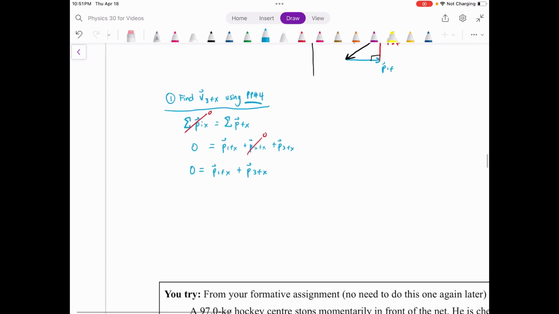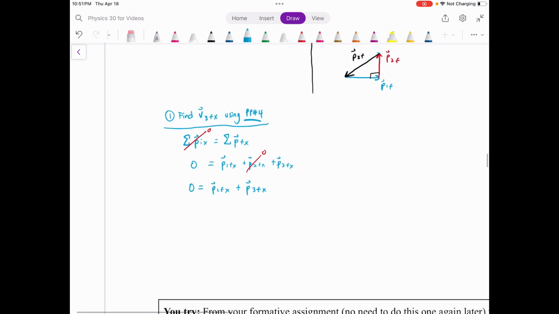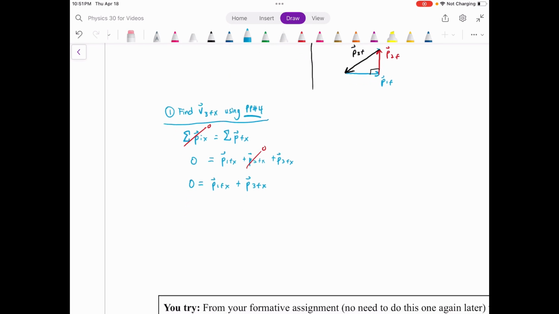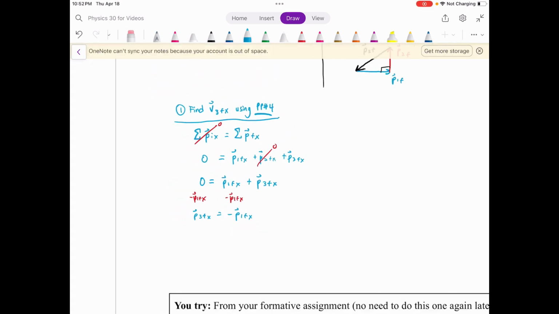So here's our situation, right? Let's now find the momentum. Since we're looking for velocity 3 final, let's isolate momentum 3 final. So I'll subtract momentum 1 final's x component from both sides, and we get this equation here. Once again, look at the physics speaking to us through the math. This is exactly what we predicted.